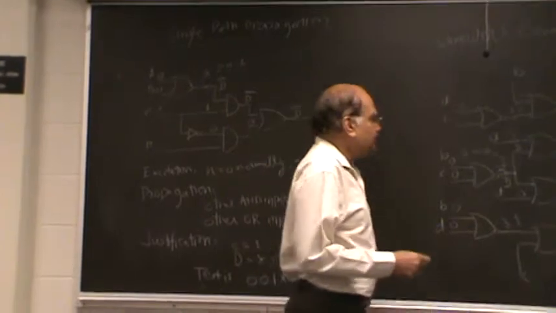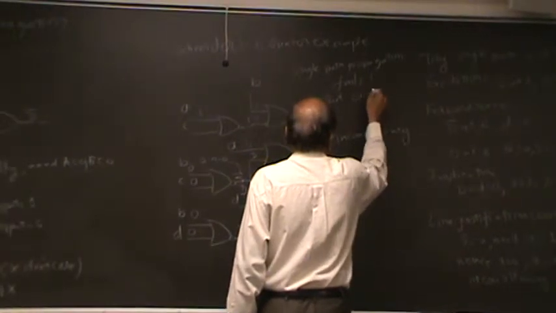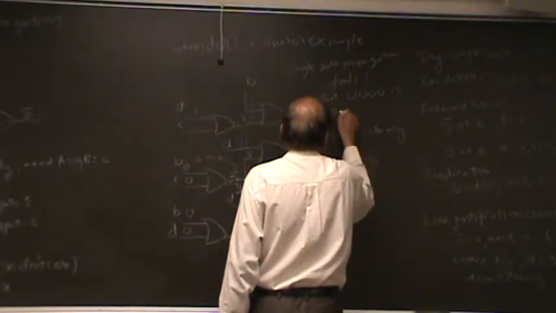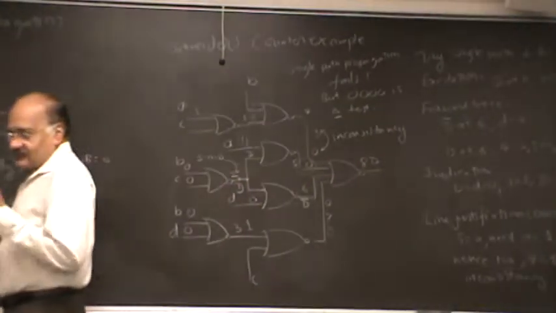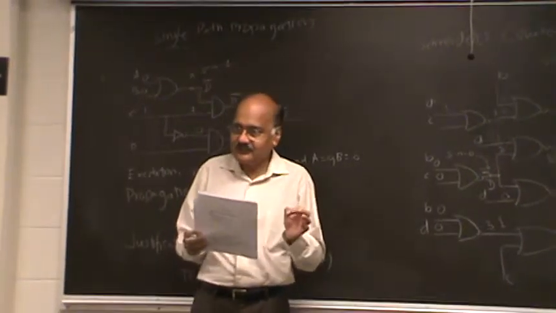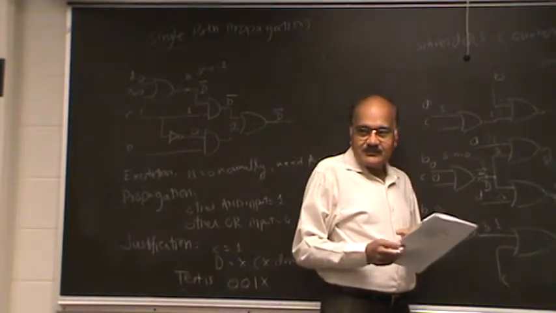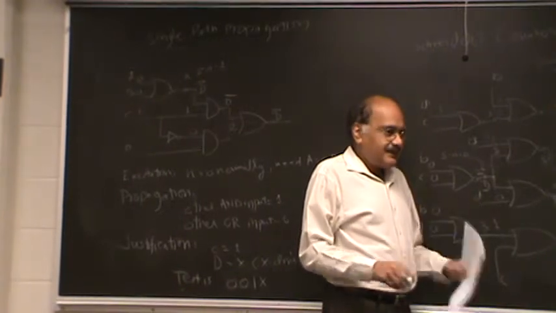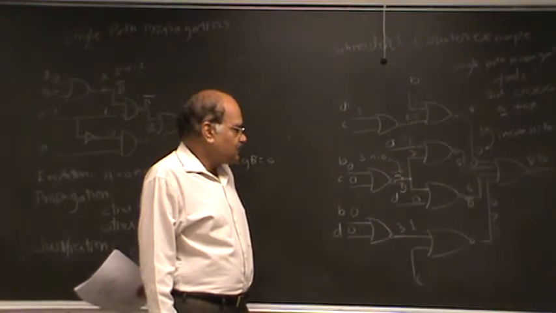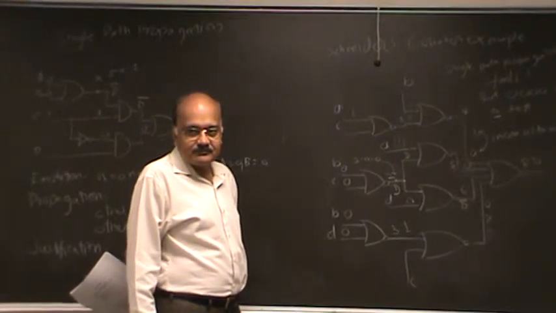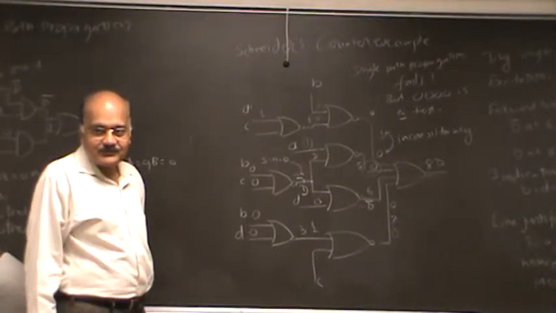But it can be shown that 0, 0, 0, 0 is a test. You can verify it yourself and find out that 0, 0, 0, 0 is a test. So there is a test, but this method failed to find the test. Can you see where things went wrong here? What could we have done differently to get a test?